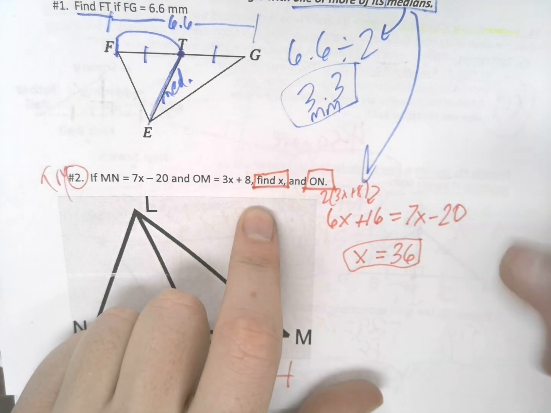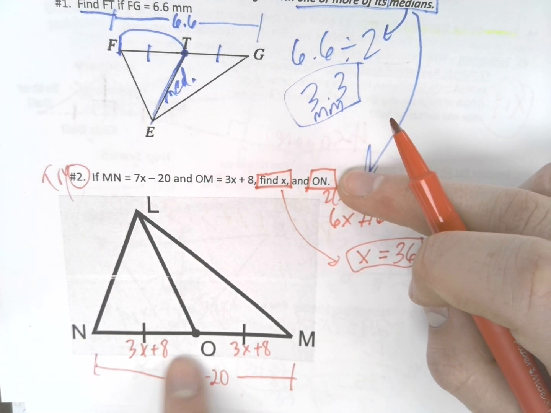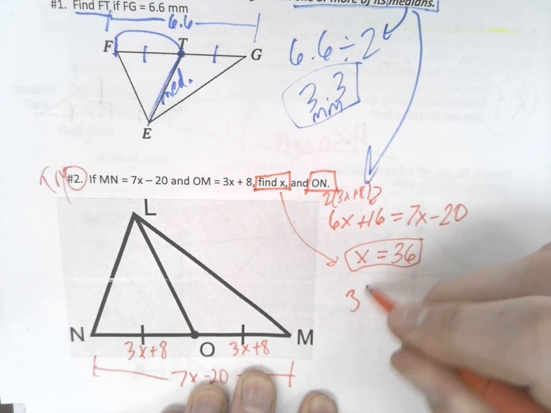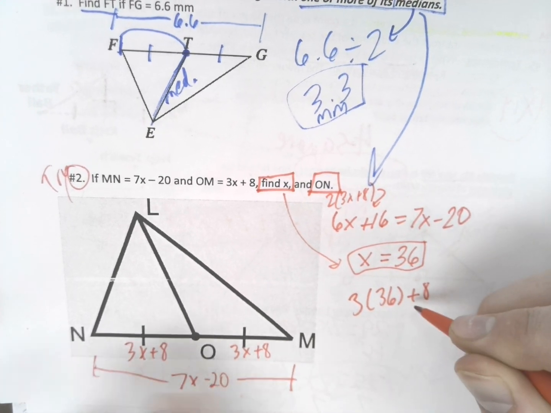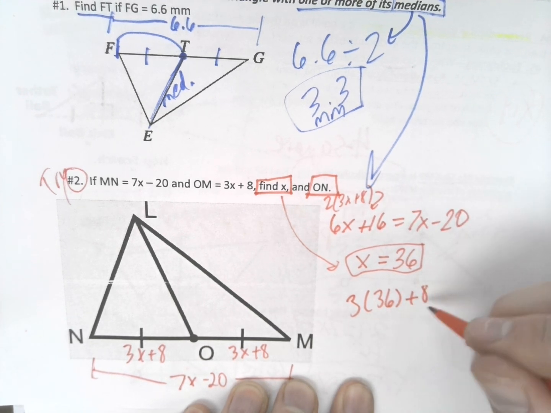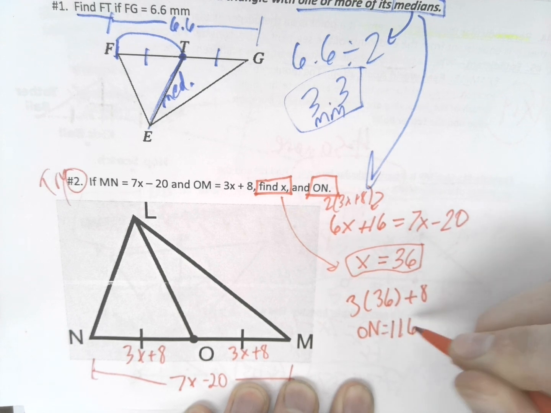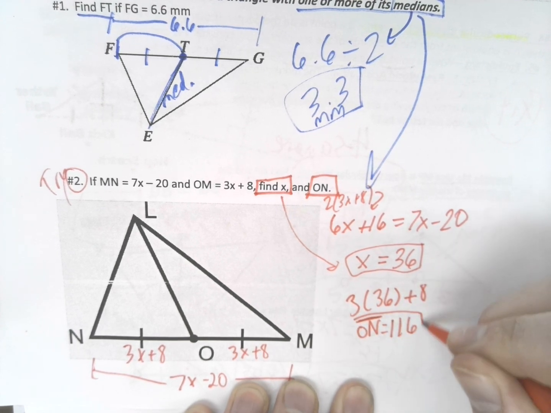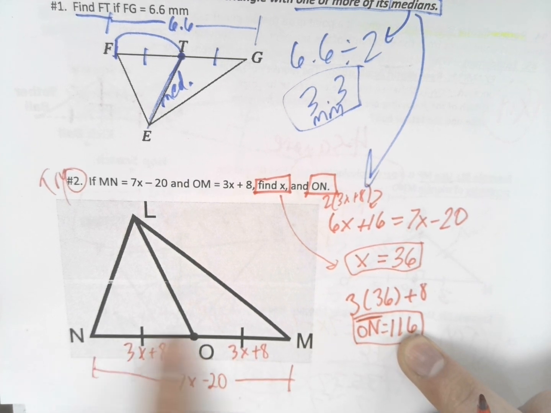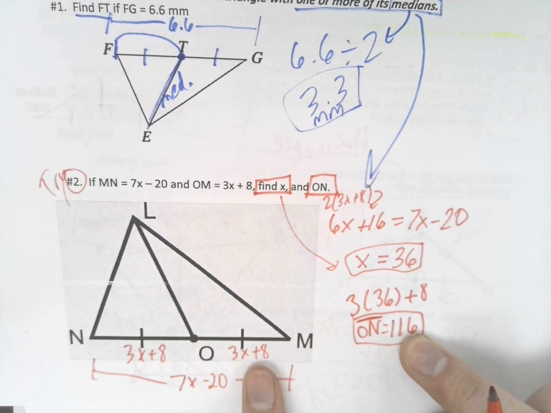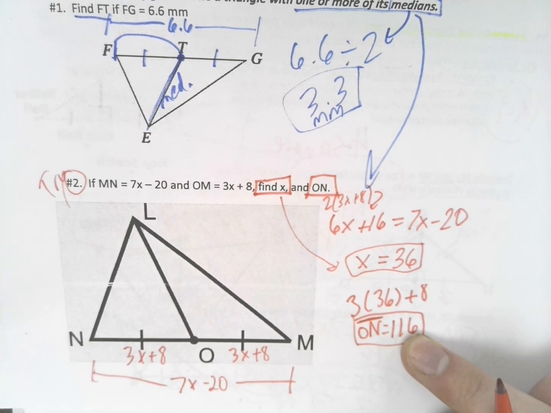So we found x. From there, we just need to find ON. We know ON is really 3x plus 8. So 3 times, not x, but 36 plus 8. Multiply and add, that gives you, I believe, 116. You can double check me, but I feel pretty good that that's going to be 116 for this side, which means this side's also 116, which I guess would make this be 232.